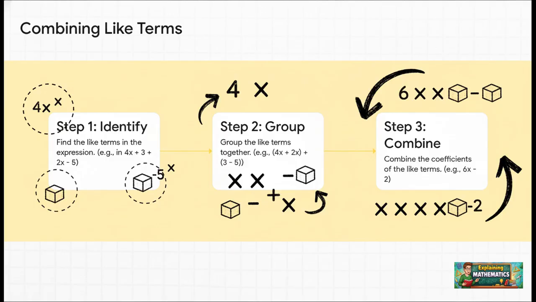And step 3, you just add or subtract their coefficients. So if you have something like 4x plus 3 plus 2x minus 5, well, the x terms go together, the plain numbers go together, and the whole thing simplifies down to a nice clean 6x minus 2.